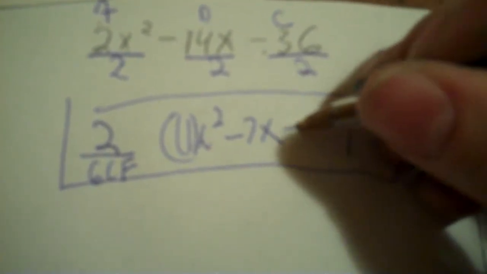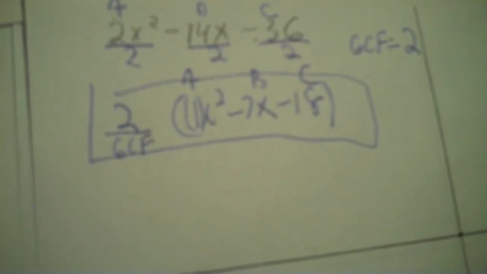Don't get lazy. Underline. So that is now 1x to the second. You can put that 1 in parentheses. Minus 7x minus 18. And now we have a new A, B, and C. Okay? Now what do we do with the 2? Don't ignore the 2 till the end of the problem. Okay? Now I make my table.